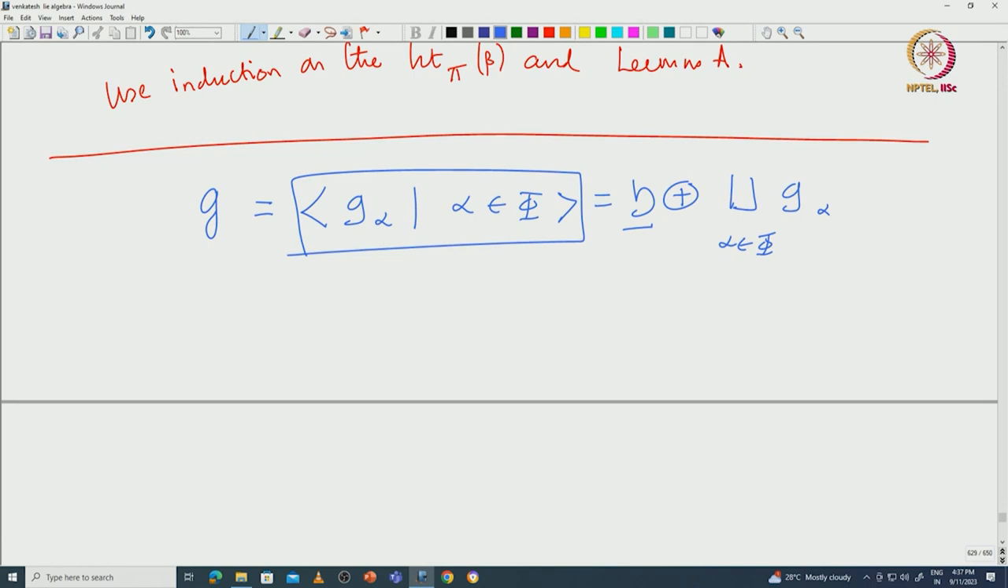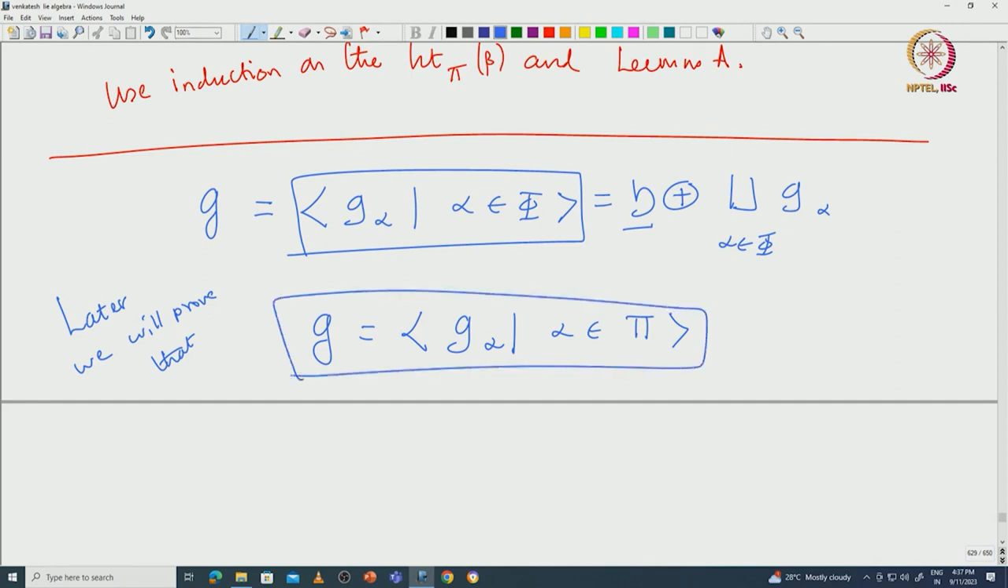But indeed later we will prove that g must be actually equal to the algebra generated by g alpha, where alpha comes from pi. So, only the simple roots are good enough. The root spaces corresponding to simple roots are good enough to actually generate this entire g. So, that is what we will prove later.